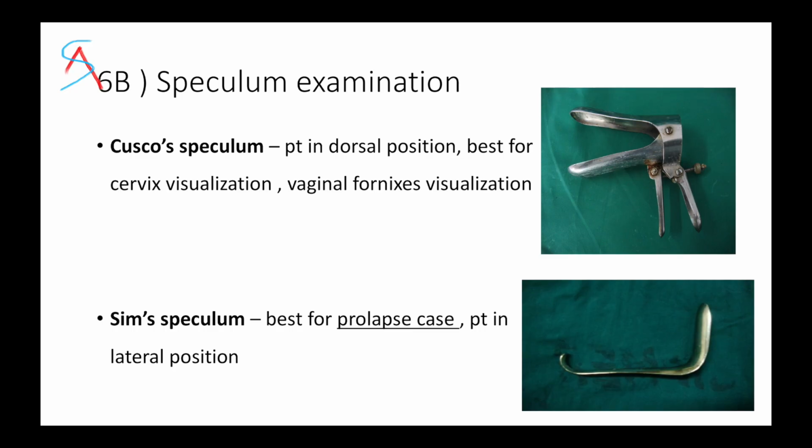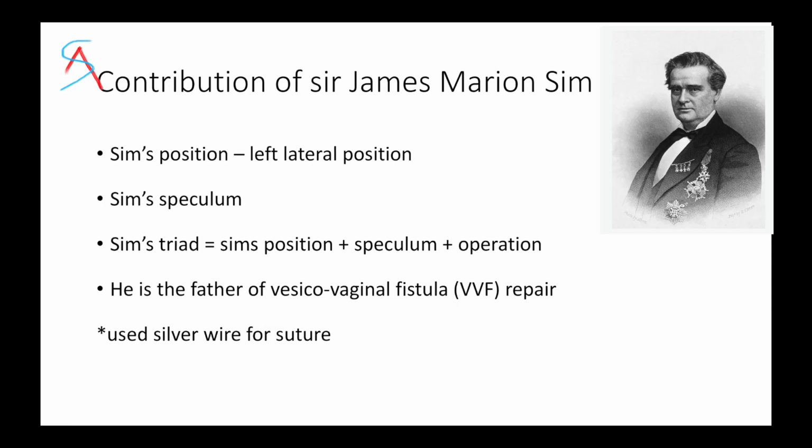Then you have to come to speculum examination. There are two types of speculum, Sims speculum and Cusco speculum. Generally you would get a prolapse case in the exam, so you would use Sims speculum for it. Here are the contributions of Sir James Marion Sims: Sims position, a left lateral position, Sims speculum, Sims triad. Actually, he is known as the father of vesicovaginal fistula repair, as he used silver wire for suturing it.